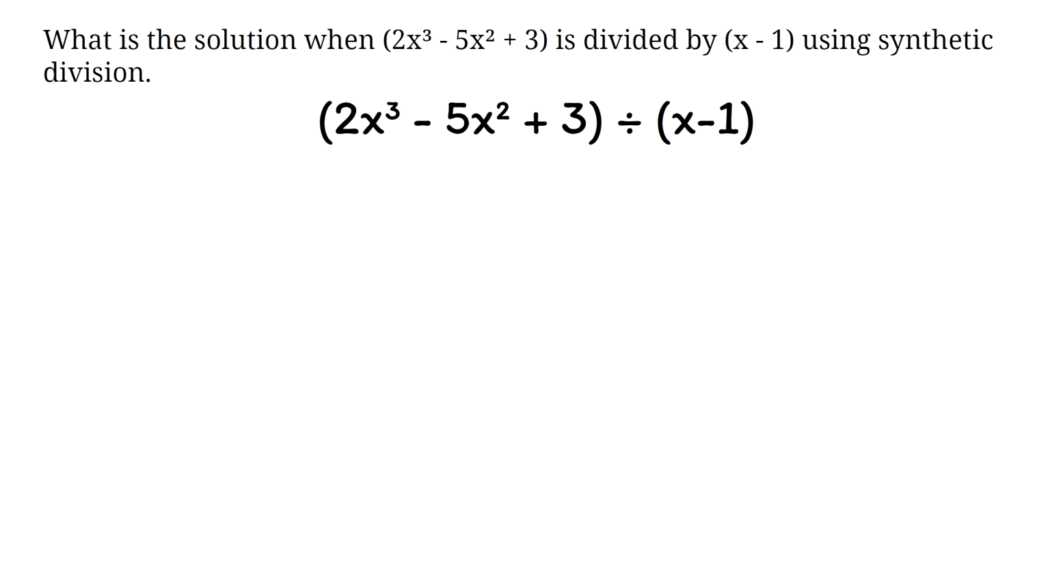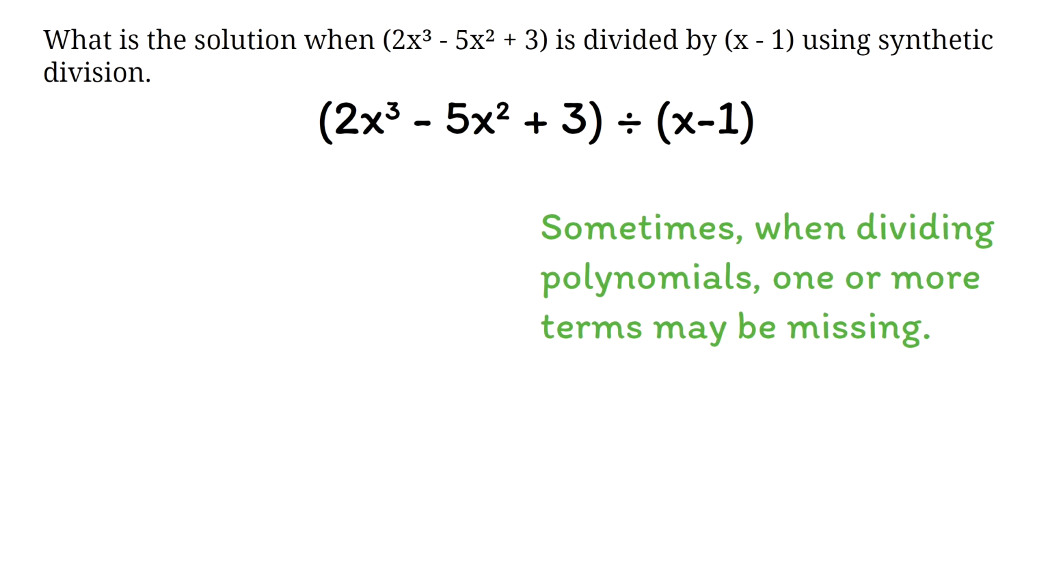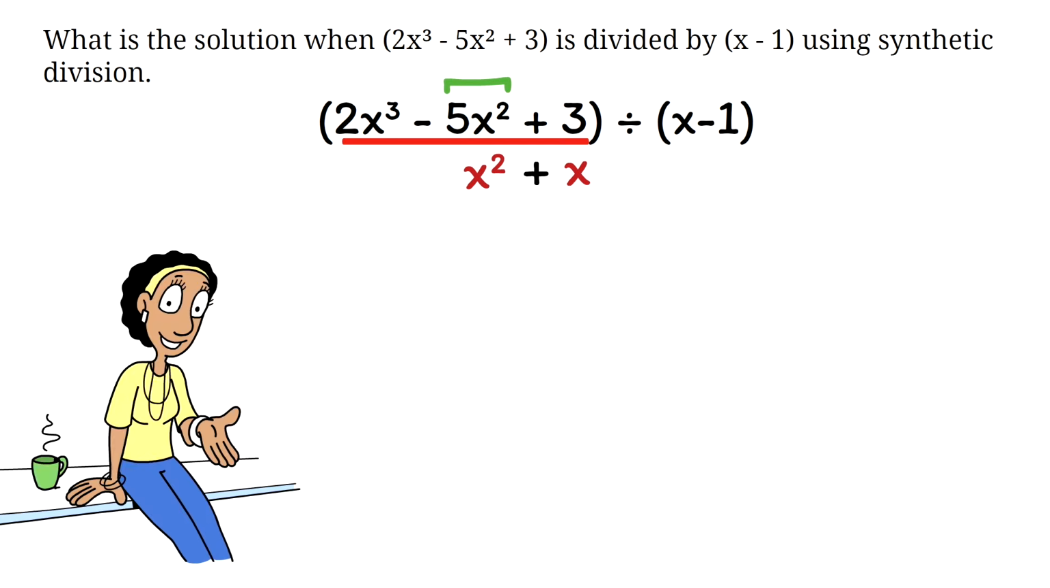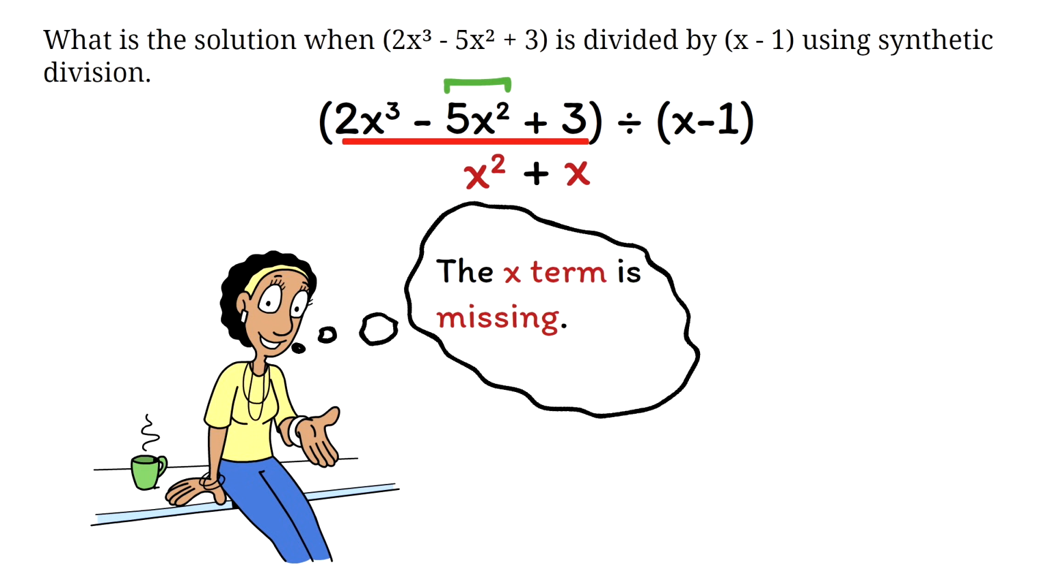Before we begin solving this question, there is something important we need to watch out for. Sometimes, when dividing polynomials, one or more terms may be missing. For instance, notice from the question that the polynomial being divided has an x squared term. Usually, when a polynomial has an x squared term, the next term that follows is an x term. However, this polynomial has no x term. That means the x term is missing.